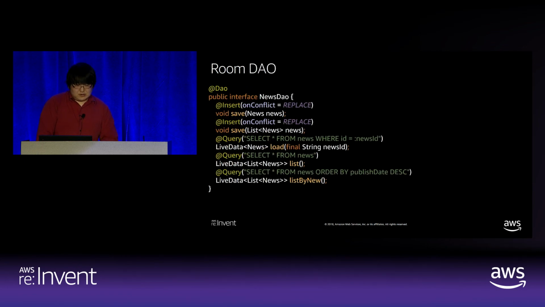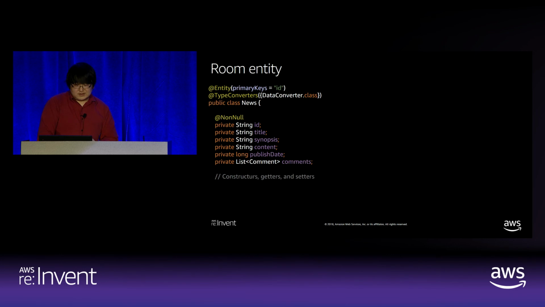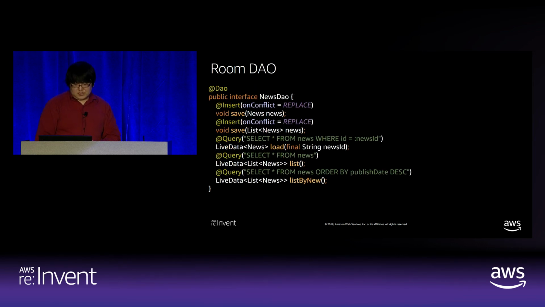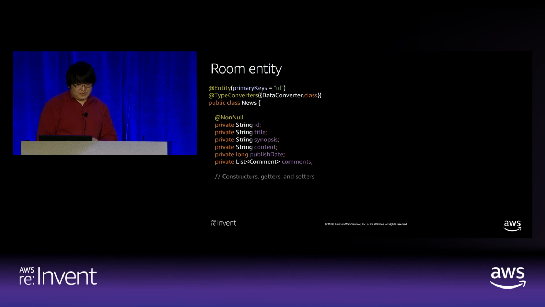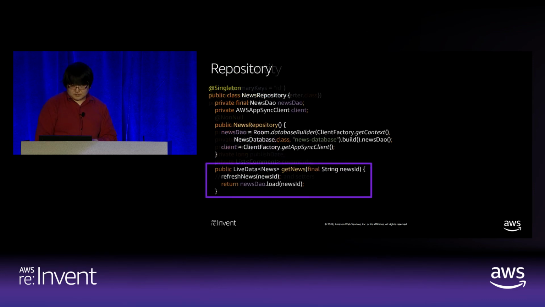So from the DAO, we're going to go over to the entity itself. This is basically just a data object. So you see the same fields that we configured earlier in our model with the ID, title, synopsis, content, publish date. So that's relatively straightforward. And we're using ID as our primary key, which we annotate right at the top.